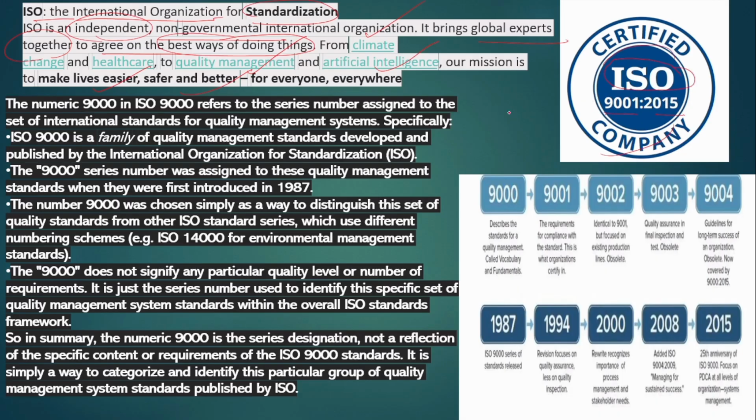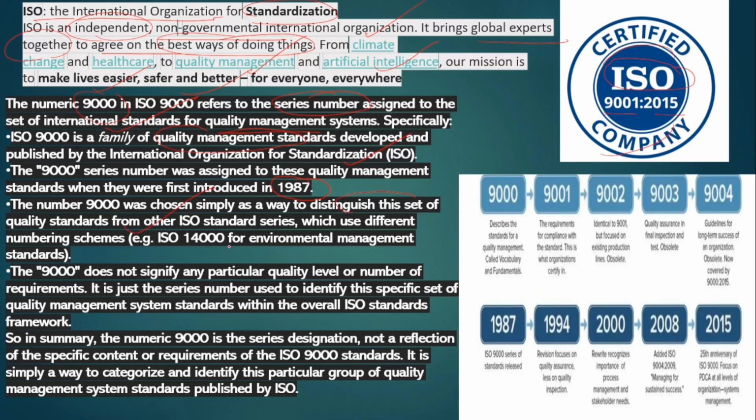It's a certified company. What is this numerical value? This numeric 9000 in ISO 9000 refers to the series number assigned to the set of international standards for quality management systems. Specifically, ISO 9000 is a family of quality management standards developed and published by the International Organization for Standardization, that is ISO. This 9000 series number was assigned to these quality management standards when they were first introduced in 1987. The number 9000 was chosen simply, just a random number, as a way to distinguish this set of quality standards from other ISO standard series, which use different number schemes.